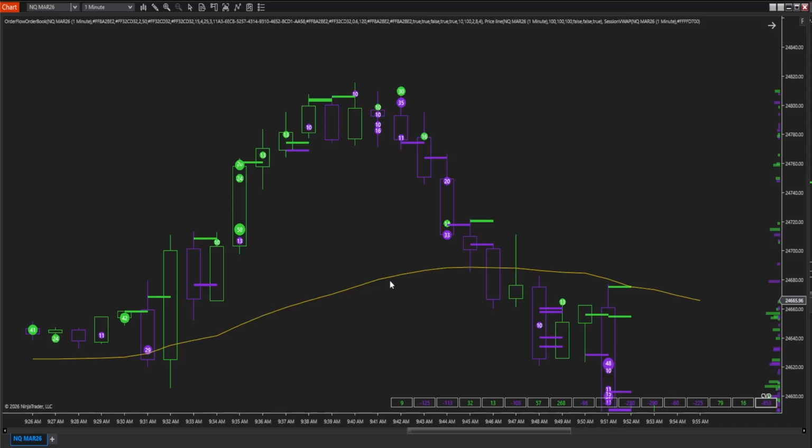This yellow line is the session VWAP. This is my own personal VWAP. I'm going to put that on the site so people can have it as well. That's going to be a free indicator. There are going to be some indicators that are free, and the session VWAP is going to be one of them.